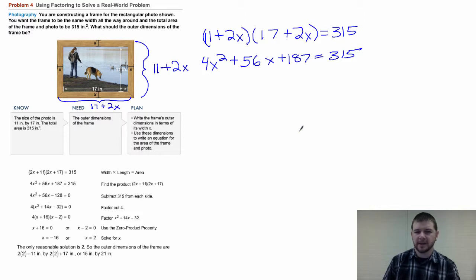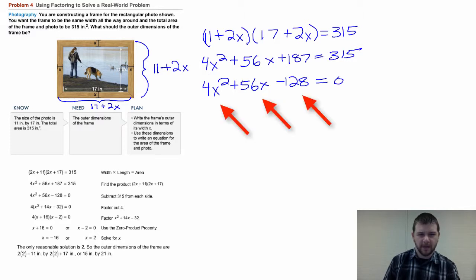Recalling that our goal is to use the zero product property to solve for x, and knowing that we are looking for an equals 0 on the right hand side, we know we need to subtract 315 from both sides of this equation. And doing so, we arrive at the equation 4x squared plus 56x minus 128 equals 0. Now we factor the expression on the left. Remember, our goal is to have two binomials, or at least two factors, equal to 0, so we can use the zero product property to solve.